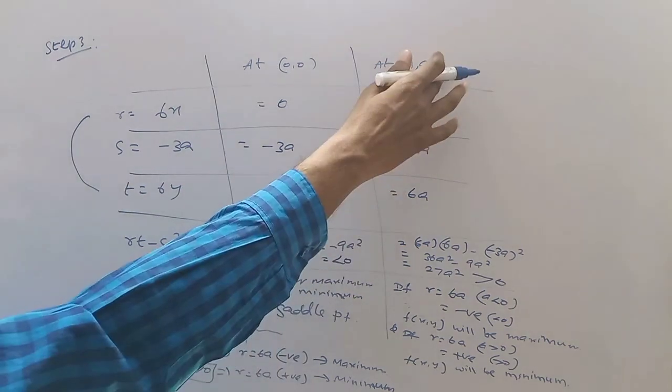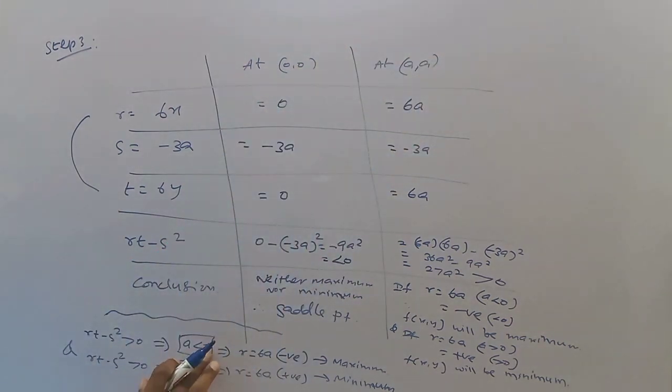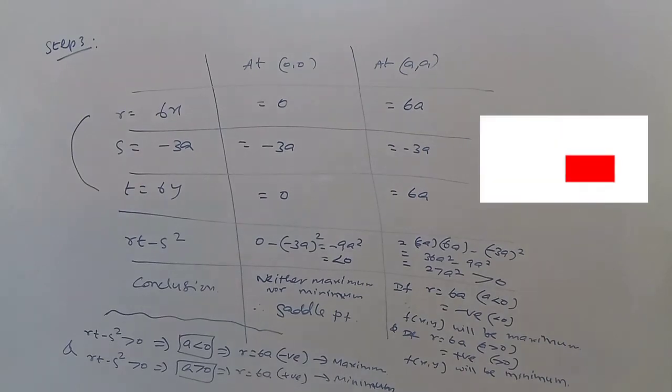So at a comma a, if a is less than 0, the function will be maximum. If a is greater than 0, the function will be minimum.